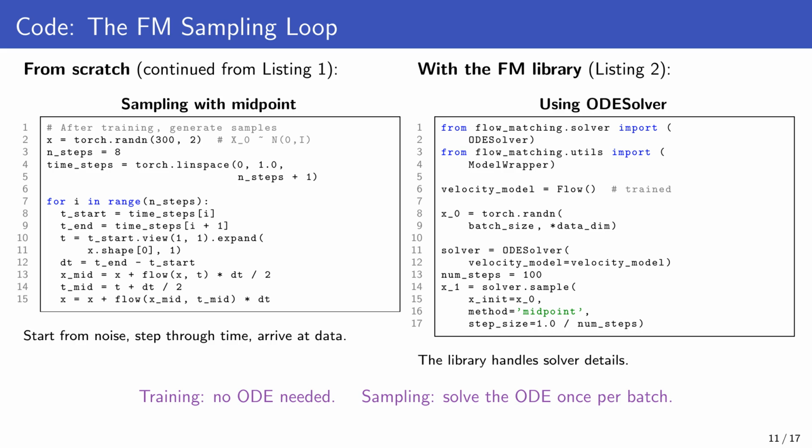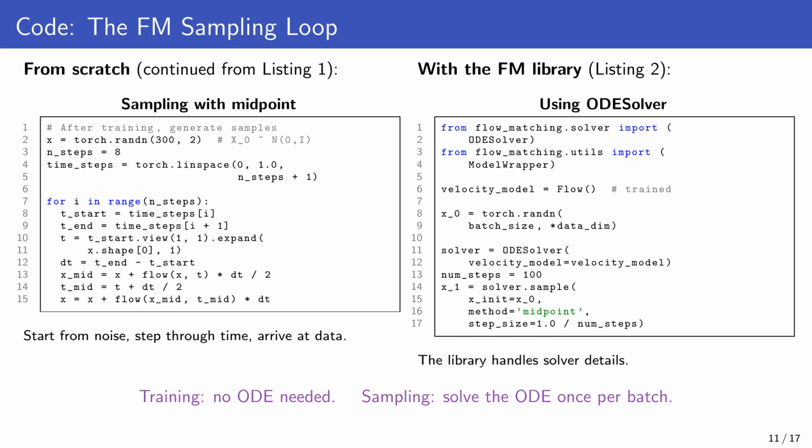During training, we never solve an ODE. Each training step is just one forward pass and one backward pass. During sampling, we do solve an ODE, but only once, and only in the forward direction. There is no backpropagation through the solver at sampling time. This is fundamentally different from neural ODE training, where you had to solve ODEs in both directions during training itself.